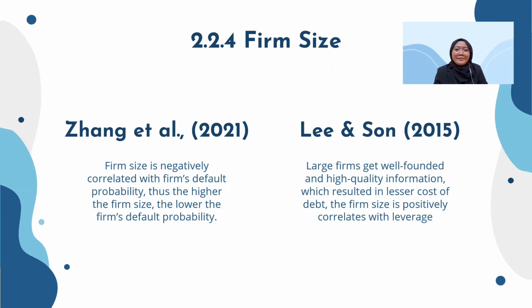Moving on, a finding by Zhang et al. in 2021 stated that firm size is negatively correlated with firm's default probability. In 2015, a study by Lee and Son claimed that since large firms get well-founded and high-quality information, which resulted in lesser cost of debt, the firm size is positively correlated with leverage.